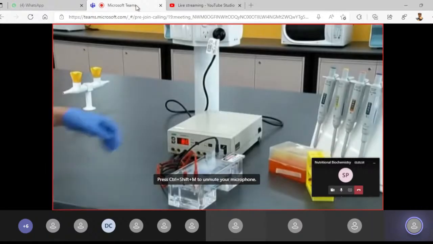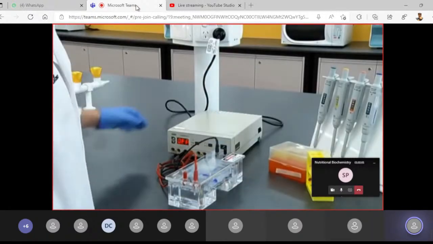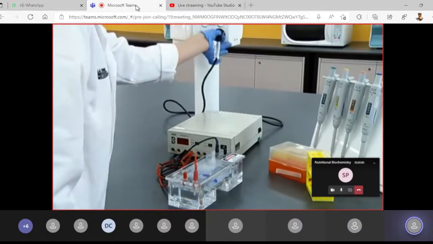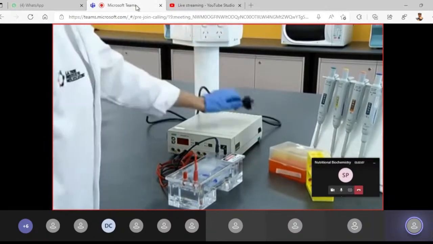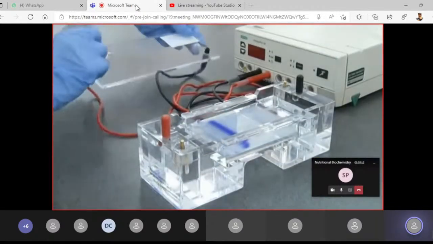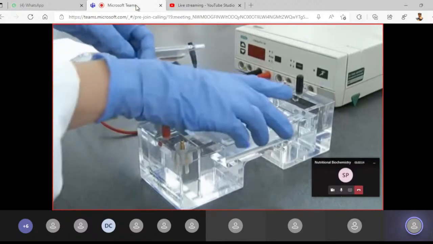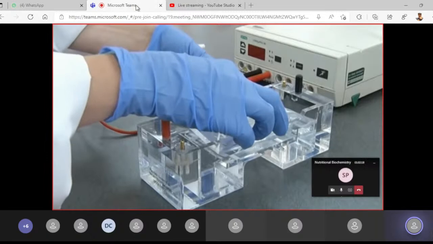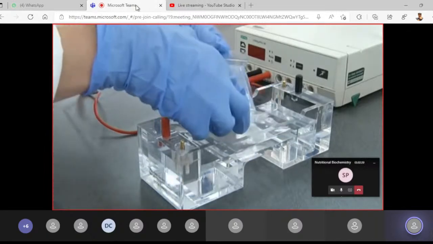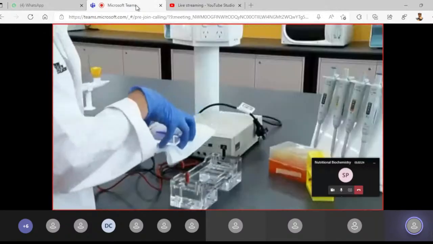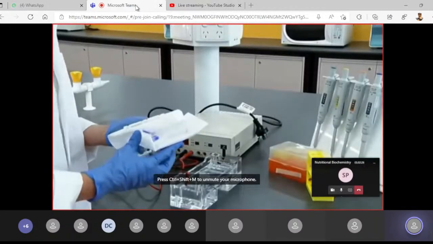When the run has finished, turn off the power supply and switch off at the mains. You can then unplug the gel tank and remove the gel. Hold the gel tray by the ends to prevent the gel from slipping off the tray. You are now ready to look at your gel under the transilluminator.